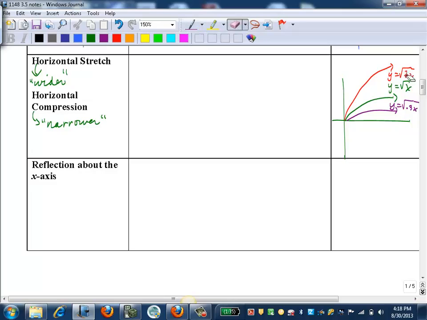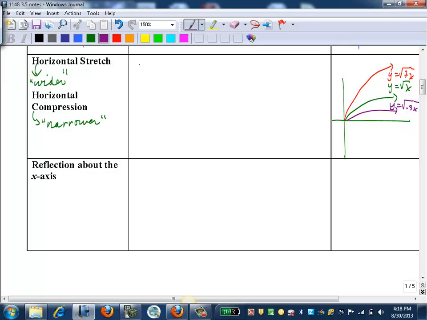So when you multiply by a number greater than 1, like the 7 inside the parentheses, it's actually compressed, and it's compressed by a factor of 1/7, the reciprocal of 7. And here, when we multiply by the 0.3, the number between 0 and 1 inside that grouping symbol, it's actually stretched horizontally, and that's by a factor of the reciprocal of 0.3.